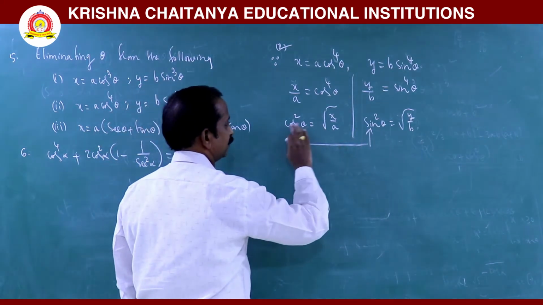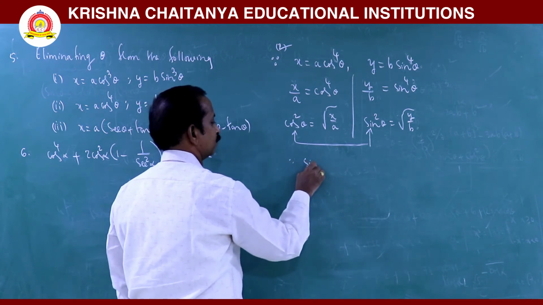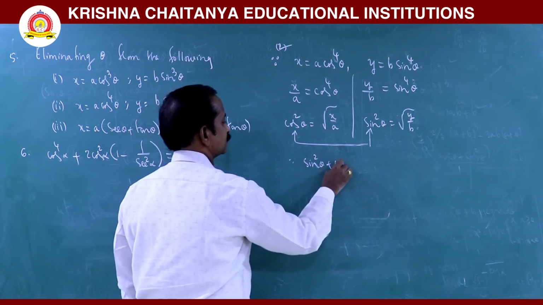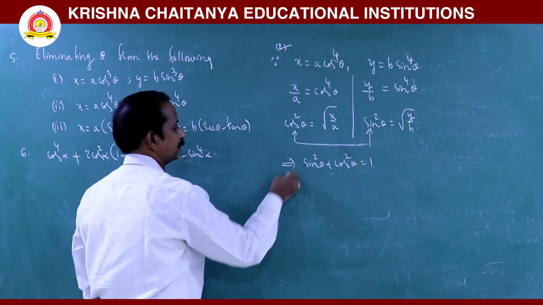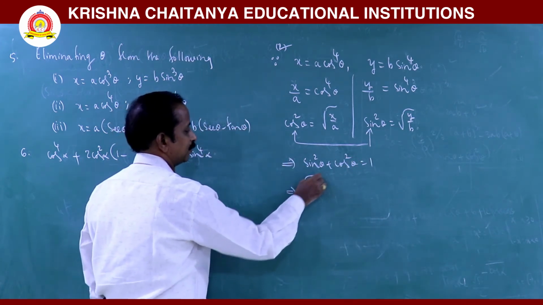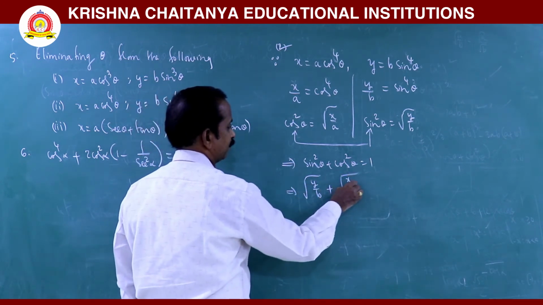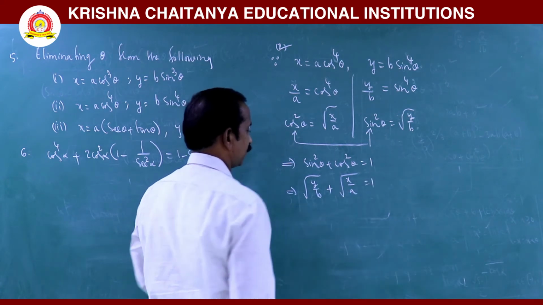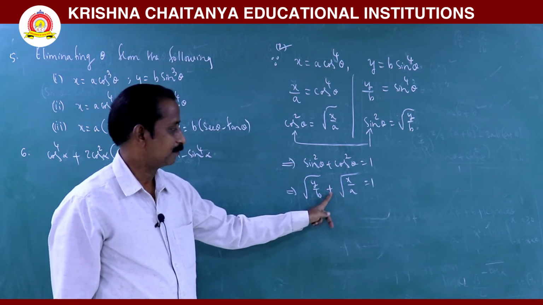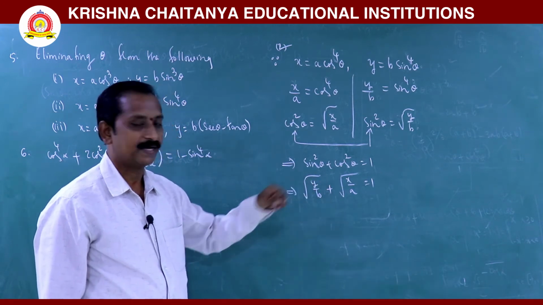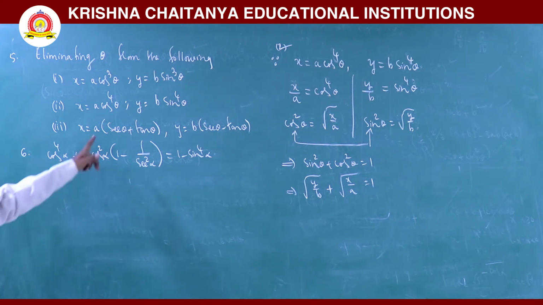So to get elimination of theta, just add these two equations. We know that sine square theta plus cos square theta is equal to 1. So what is sine square theta? It is nothing but root of y by b. What is cos square theta? Root of x by a is equal to 1. We can write this also as (x by a) whole power 1 by 2 plus (y by b) whole power 1 by 2 is equal to 1. Now move to the third question.